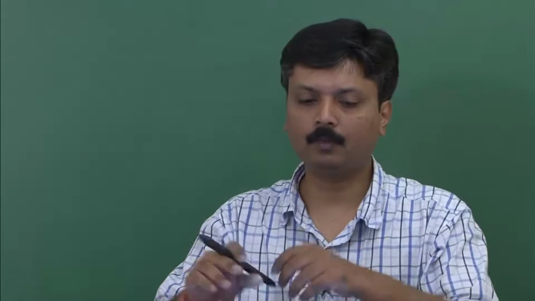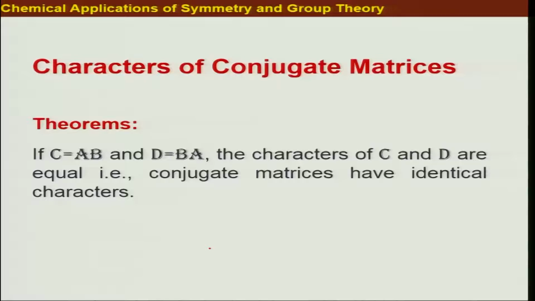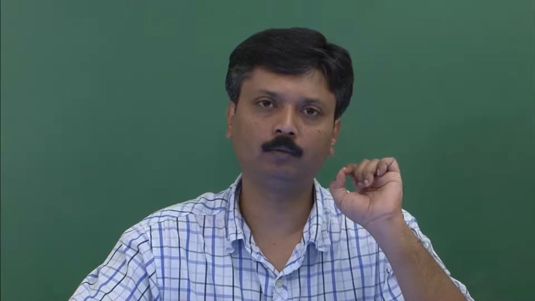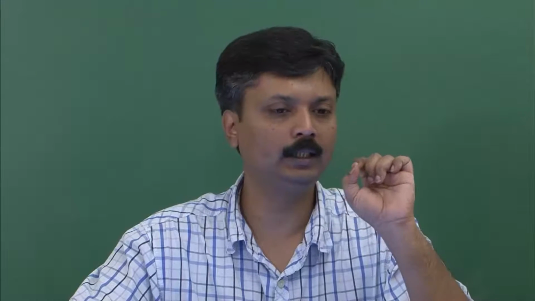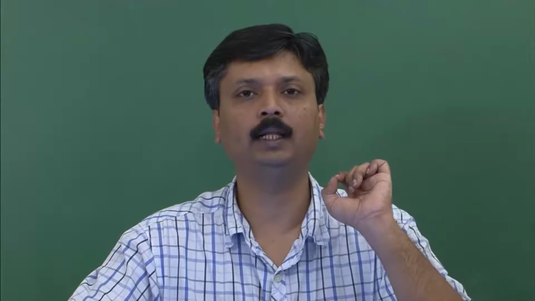Now, let's look at some beautiful properties of these characters. One most important property of this trace, or the character, we are going to discuss now. So, let us look at the properties of the conjugate matrices. What are conjugate matrices? Let's talk about the matrices which represent the symmetry operations. If we consider symmetry operations, and I tell you, okay, these are the conjugate symmetry operations, what do you understand by that?